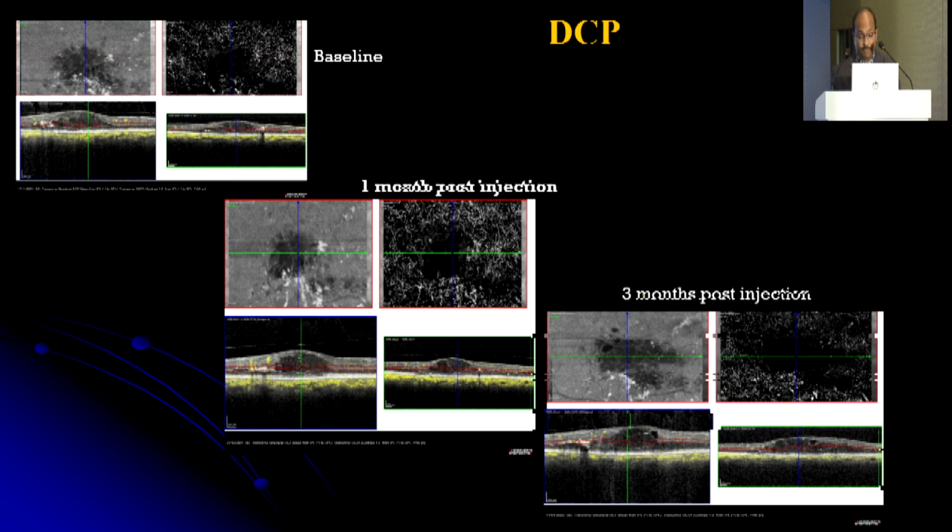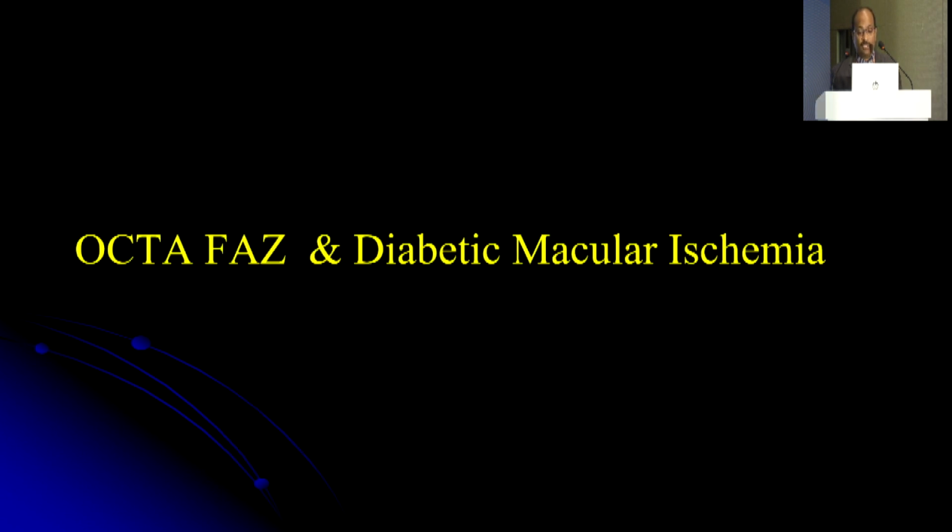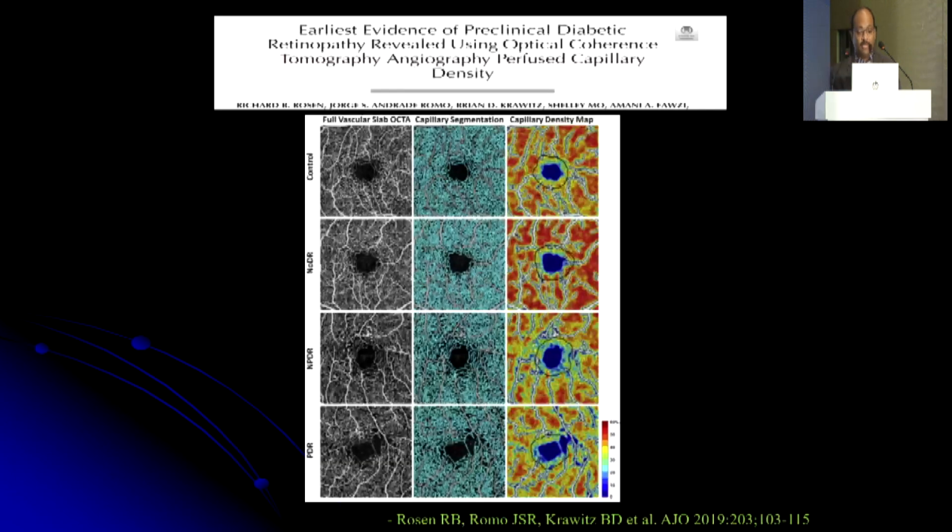Now looking at OCTA and diabetic macular ischemia, Rosen et al. showed this in this index which I was talking about, perfused capillary density.